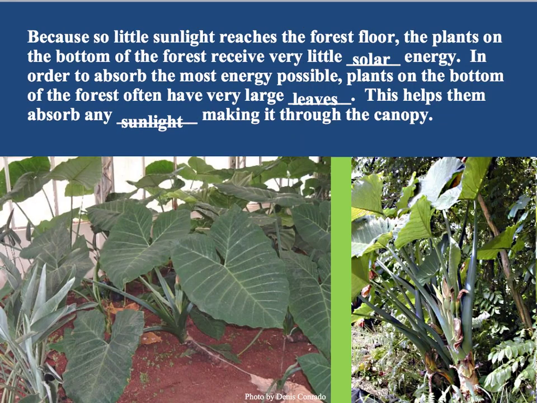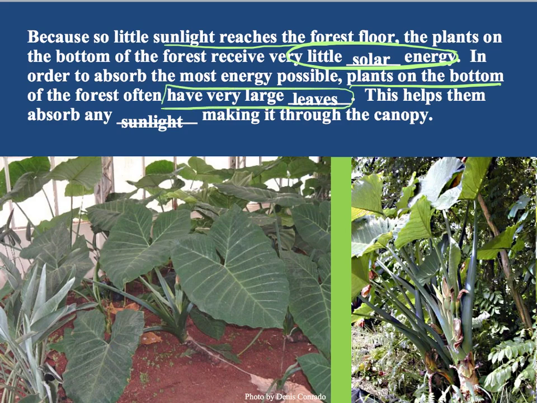So little sunlight reaches the bottom of the forest that they receive very little solar energy. So think about photosynthesis. It's kind of hard to do photosynthesis if you're not getting any light. So plants on the bottom of the forest often have very large leaves, so they can absorb the maximum amount of sunlight that will creep through the canopy.